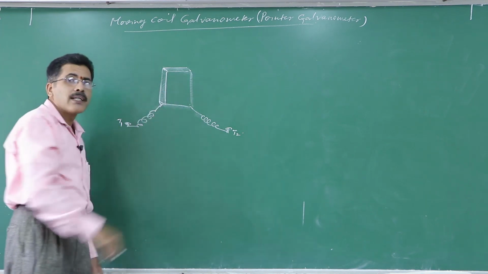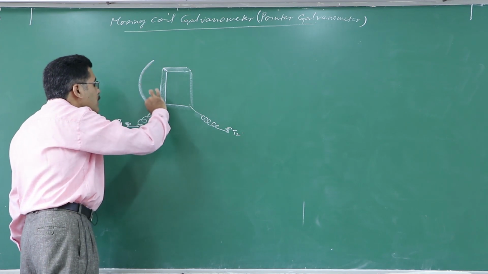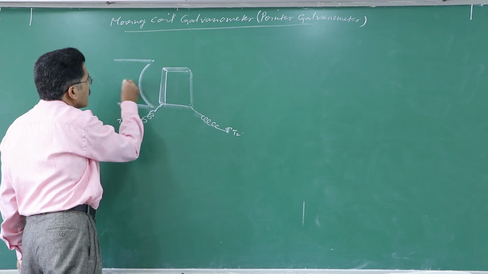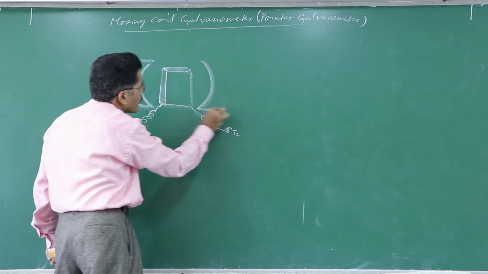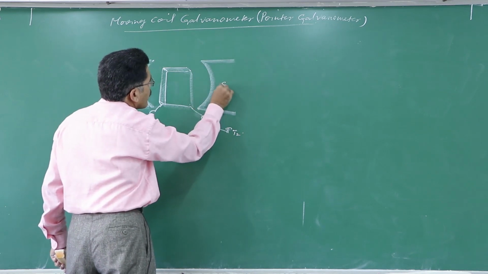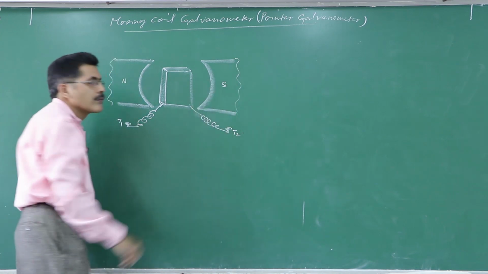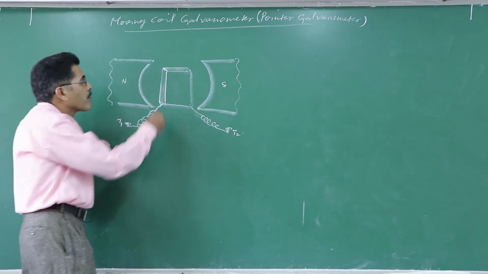The coil is pivoted between two concave pieces of strong permanent magnets, north, south. Two concave pole pieces of strong permanent magnet.